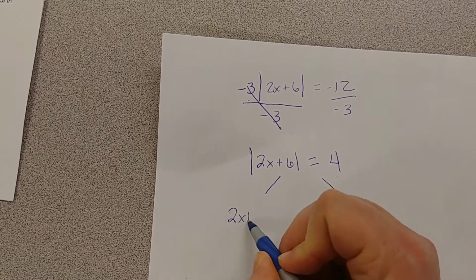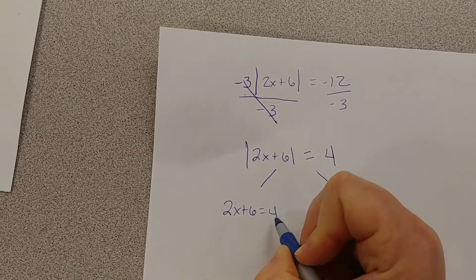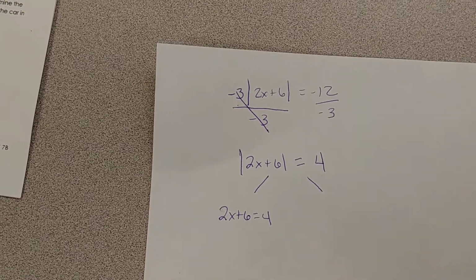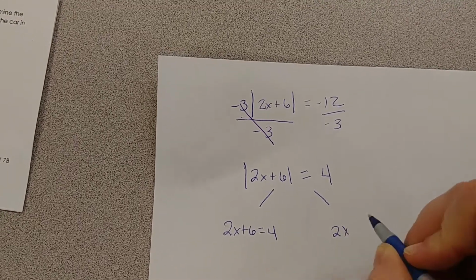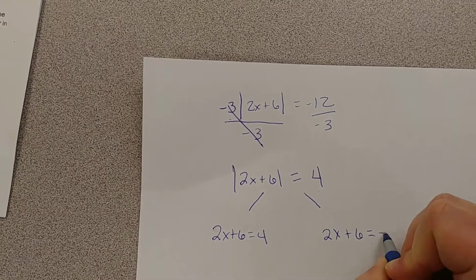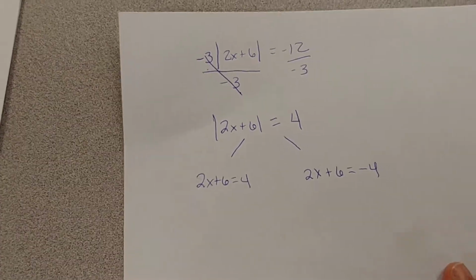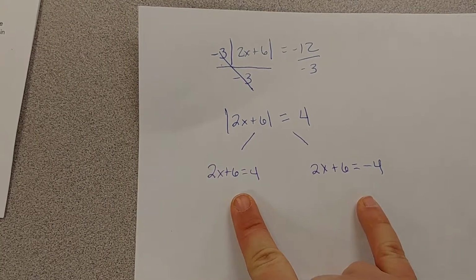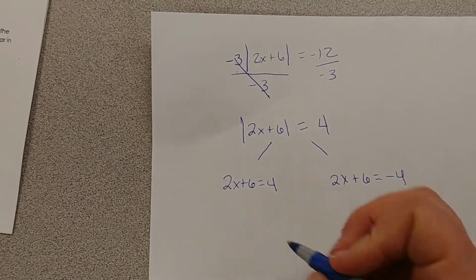So 2x plus 6 will equal +4, and that's if I move from 0 to the right. You also have the situation if it's 2x plus 6 equals -4, and that would be the situation if I move to the left from 0. Once you get here, it's pretty straightforward. We just solve them like regular equations.